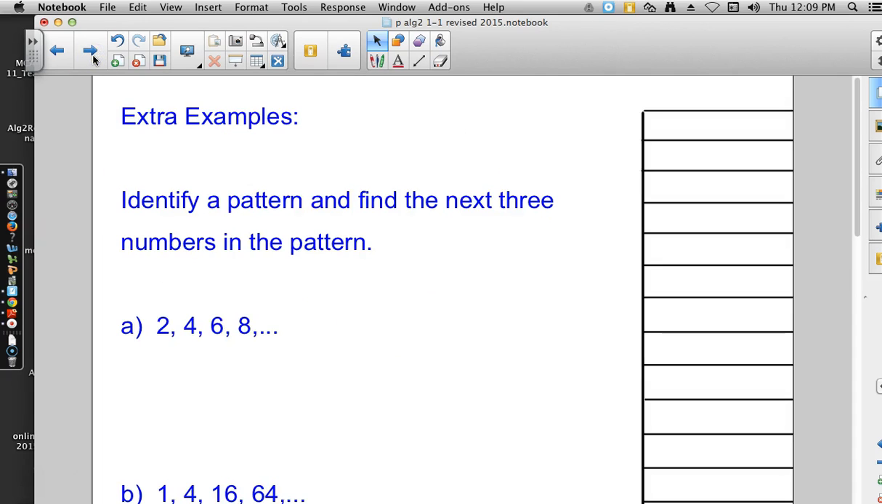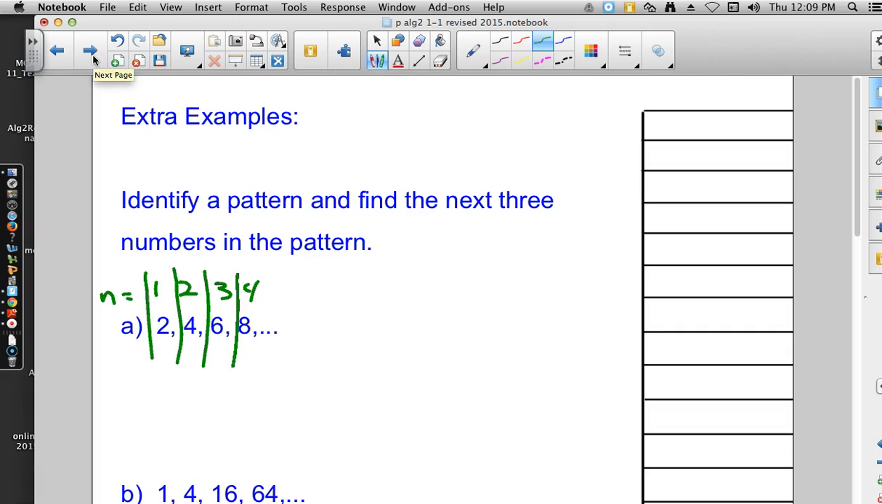Next up, we have some extra examples, and it says identify a pattern and find the next 3 numbers in the pattern. Now, it doesn't say we have to come up with an algebraic expression. If we can, we like to do that. So in order to make this an easier process, a lot of times what I'll do is write the position of the number. These numbers, 2, 4, 6, and 8, that's called a sequence of numbers.